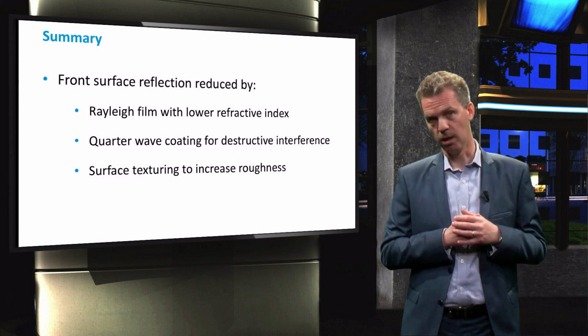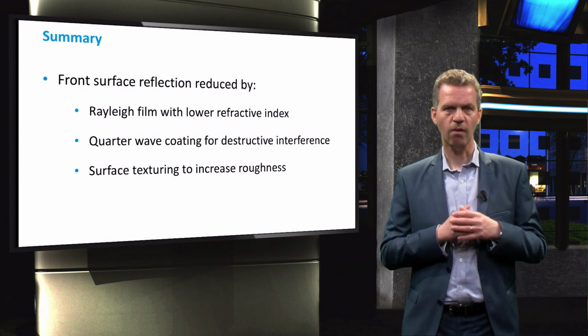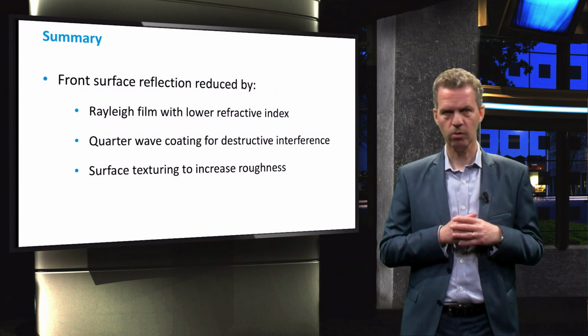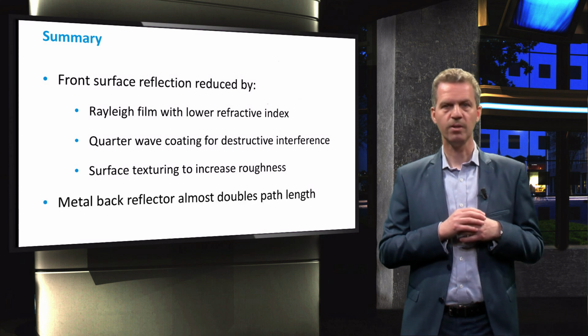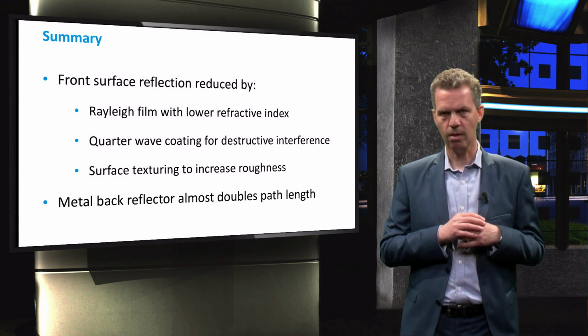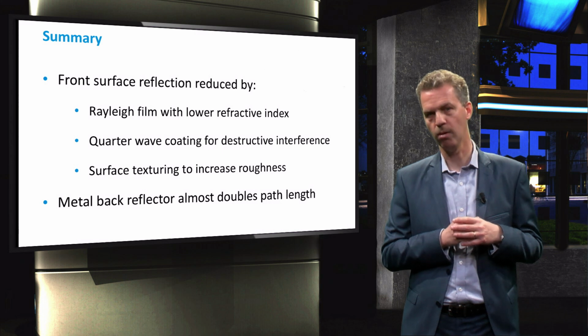To summarize this video, we have shown that aside from the anti-reflective coating discussed in the previous video, the front surface reflection can be further reduced with texturing. This is at the same time a valuable addition to more than doubling the path length of light through the wafer in combination with a metal back reflector.